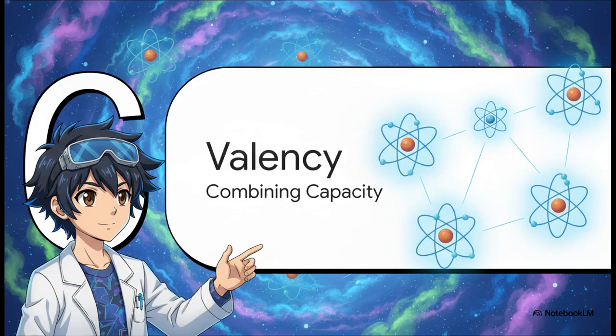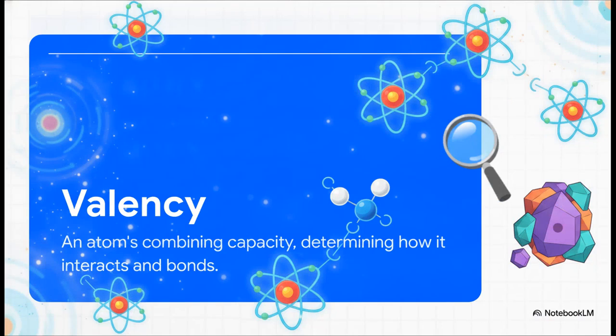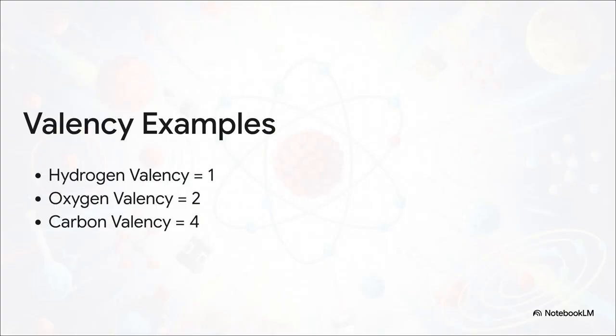Finally, section 6, valency, the combining capacity. So what exactly is valency? Basically, it's an atom's combining capacity. Think of it like the number of hooks an atom has available to grab onto other atoms. This dictates entirely how it's going to interact and bond to form compounds in the real world. Without valency, atoms would never connect, and complex stuff like water or the cells in your body would literally never exist. Let's look at a few quick examples to lock this in.